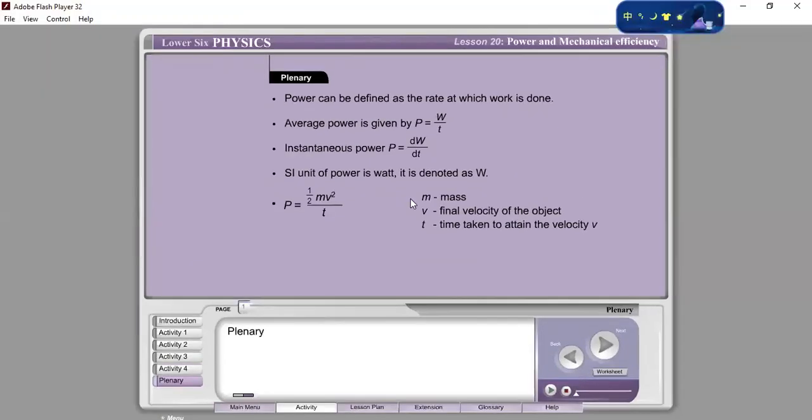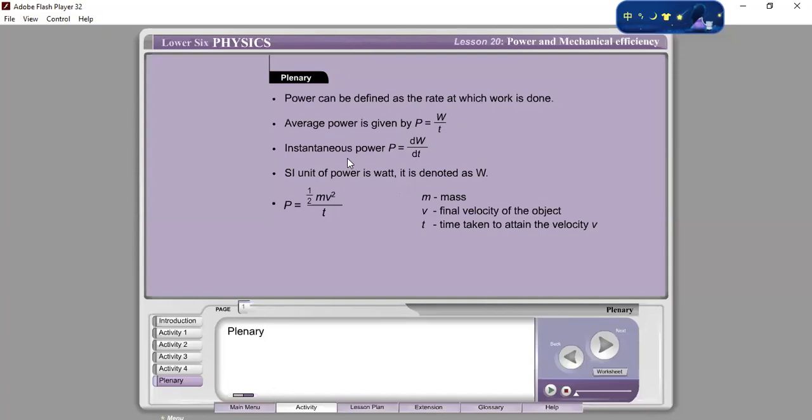So as a conclusion, we can say that power can be defined as the rate at which work is done. So power is the work done divided by time. Next, average power is given by P equals W over t, work done over time taken. The instantaneous power P is equal to change of the work done over change of the time, dW over dt, while average power is total work done over total time taken.